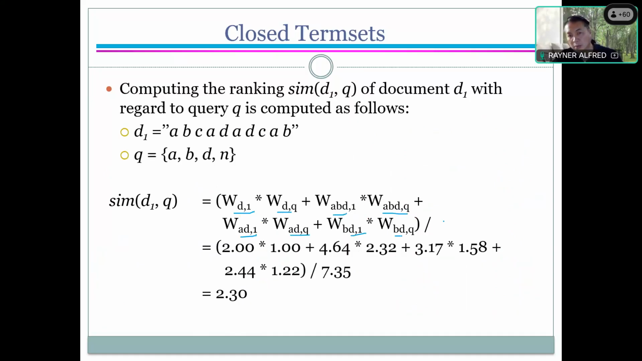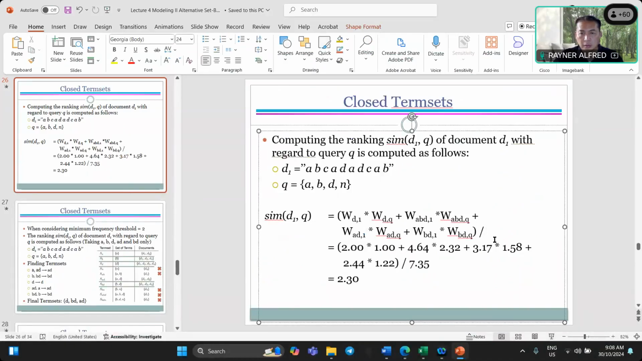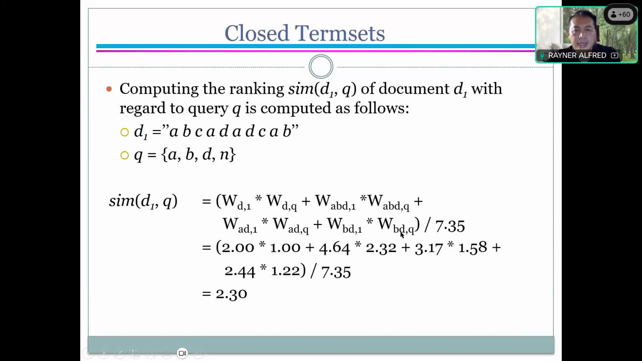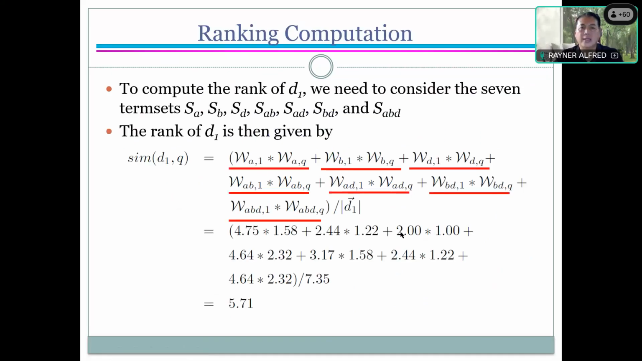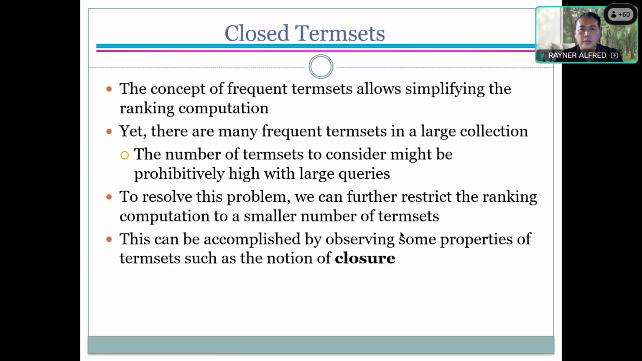Okay. So divide by 7.3. Okay. Any question? Okay, so the calculation is reduced, because before we find the term set, the calculation is this one, 7. And after that, we reduce because we use the closed term set, so we only consider 4.